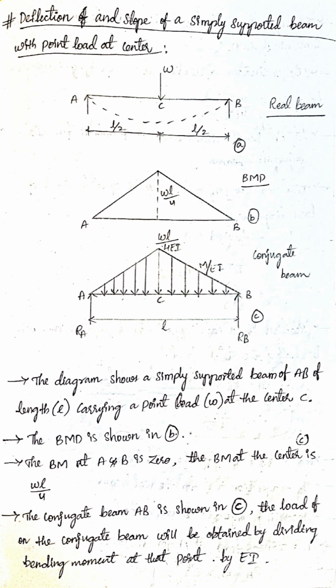The bending moment at A and B is 0. The bending moment at the center is WL/4. The conjugate beam AB is shown in figure C. The load of the conjugate beam will be obtained by dividing the bending moment at that point by EI.